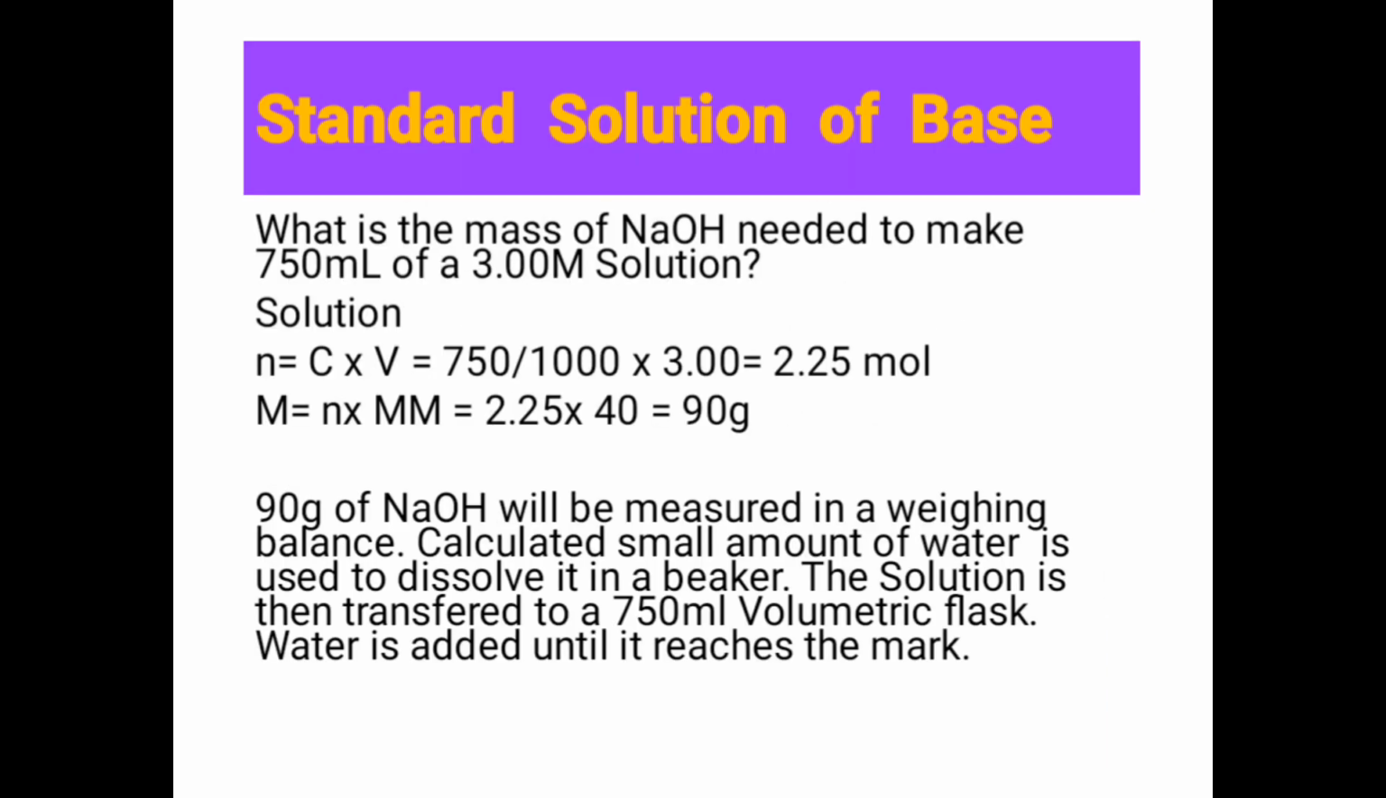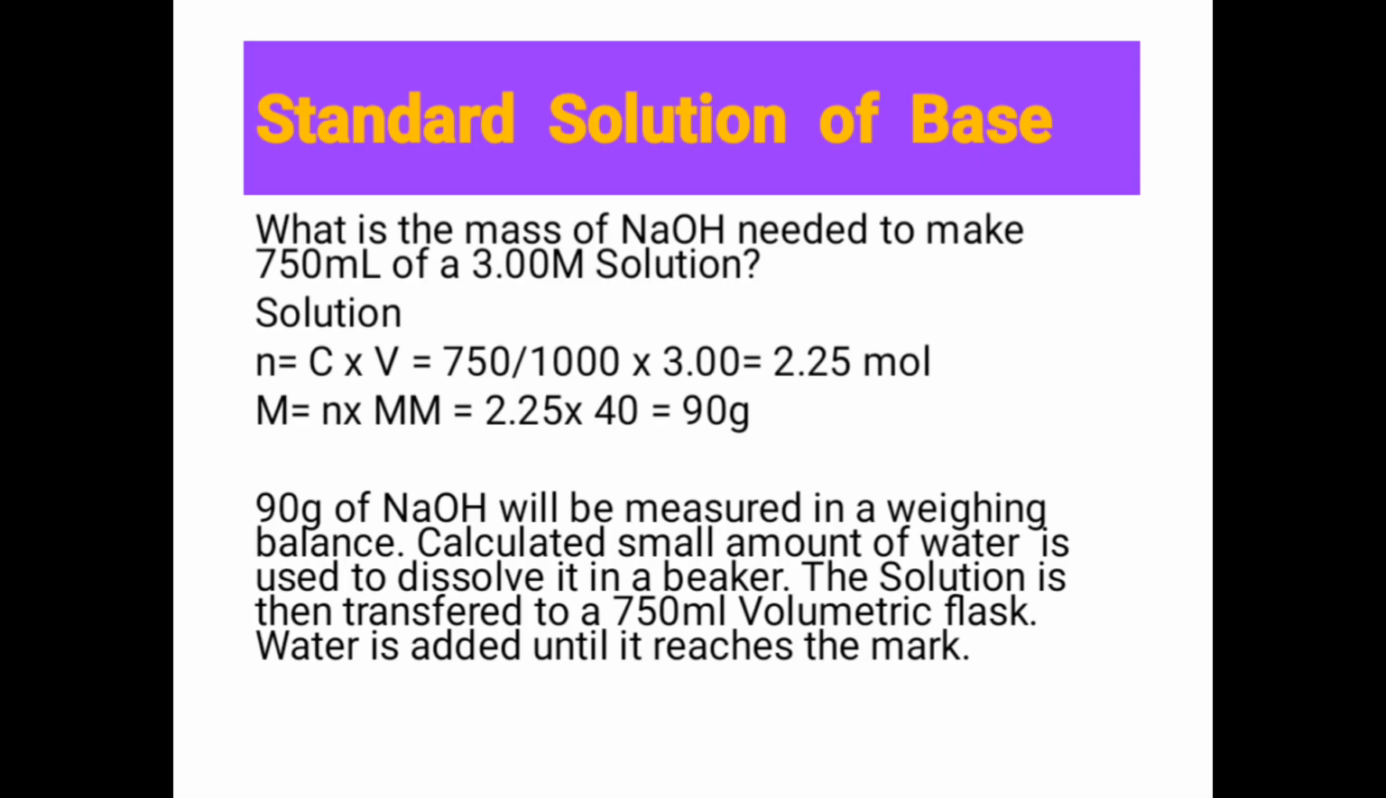Take note of that. Now, another way to prepare standard solution, apart from the ones that question may come like and ask you: what is the mass of NaOH that is needed to make 750 ml of a 3.00 molar solution? How do you do that? The first thing to do is to convert the concentration or whatever information that is needed to mass.